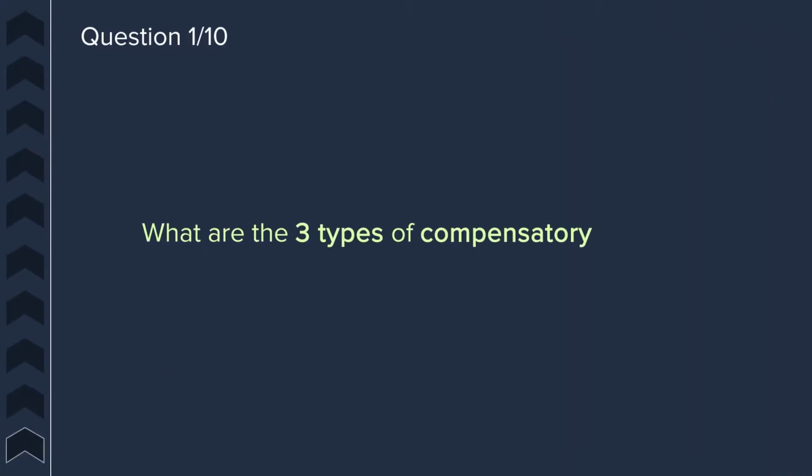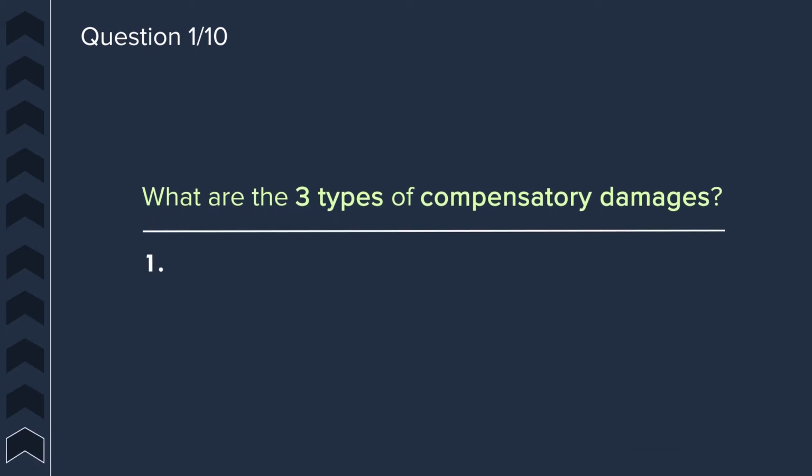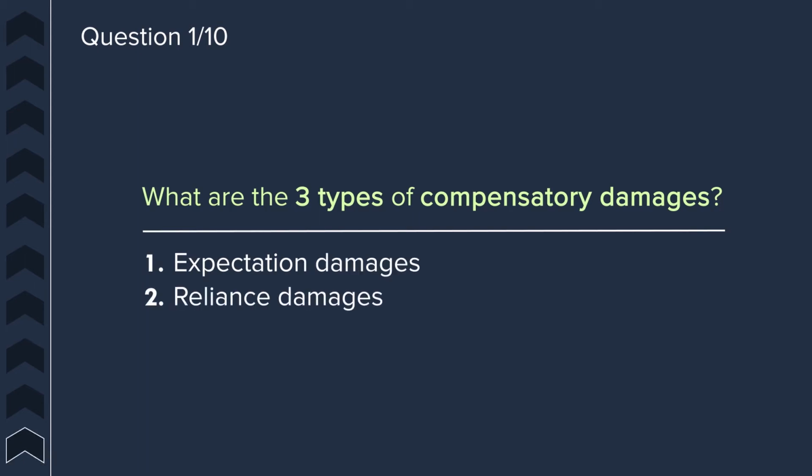Question 1. What are 3 types of compensatory damages? 1. Expectation damages, 2. Reliance damages, and 3. Restitution.